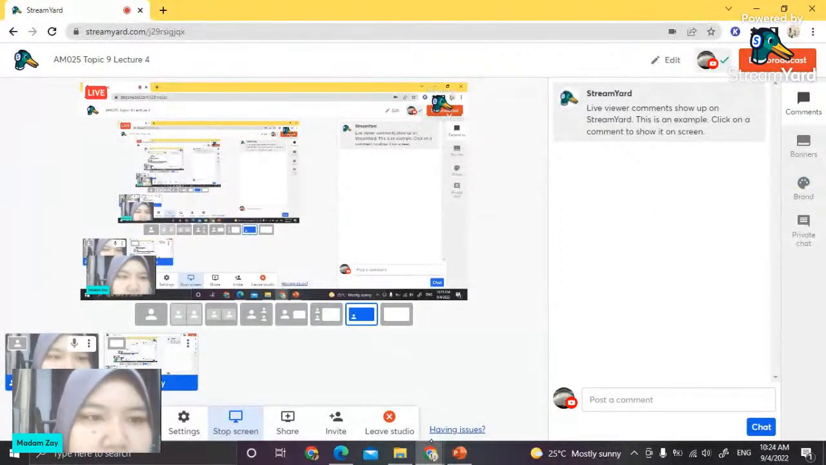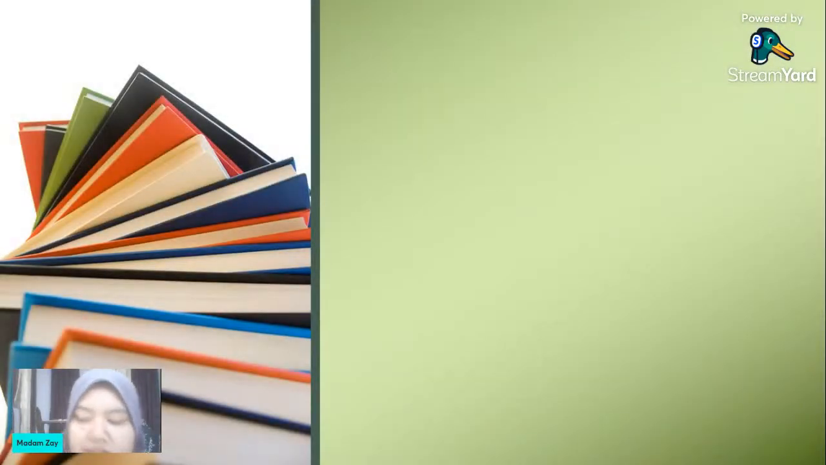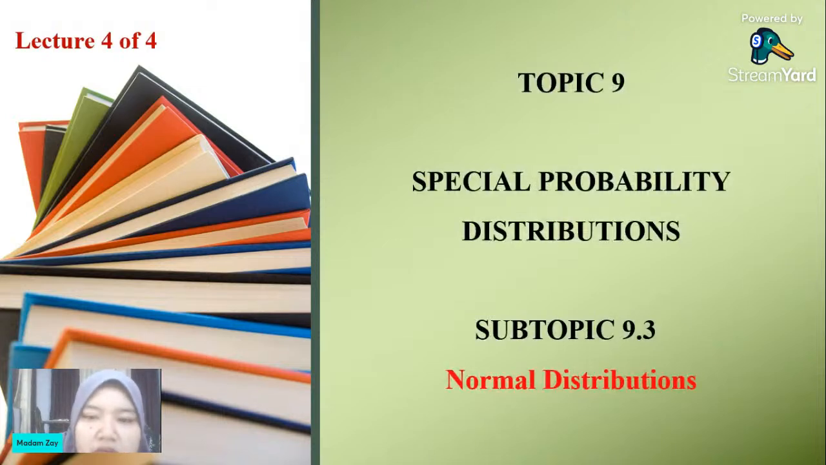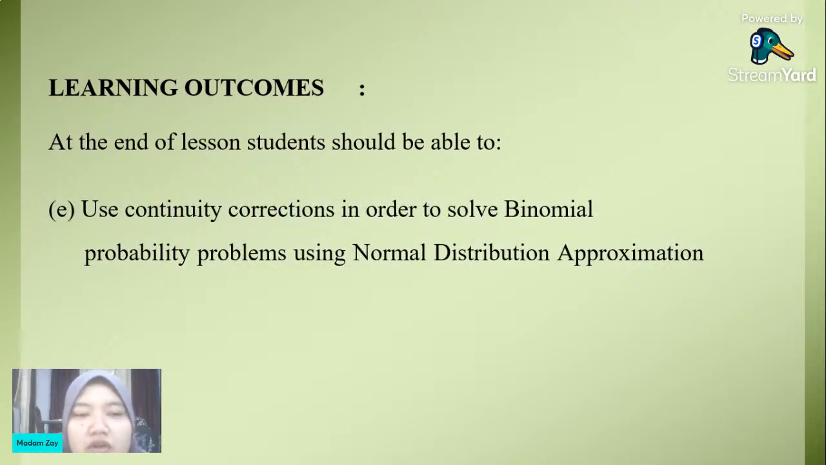Okay, Assalamualaikum. So for this one, we continue with lecture 4 of topic 9, which is the last lecture for topic 9. Last time we stopped at lecture 3, where we talked about the normal distribution. For this lecture, we are going to continue with the next part of the normal distribution, which is to use the continuity correction in order to solve binomial probability problems using the normal distribution approximation.